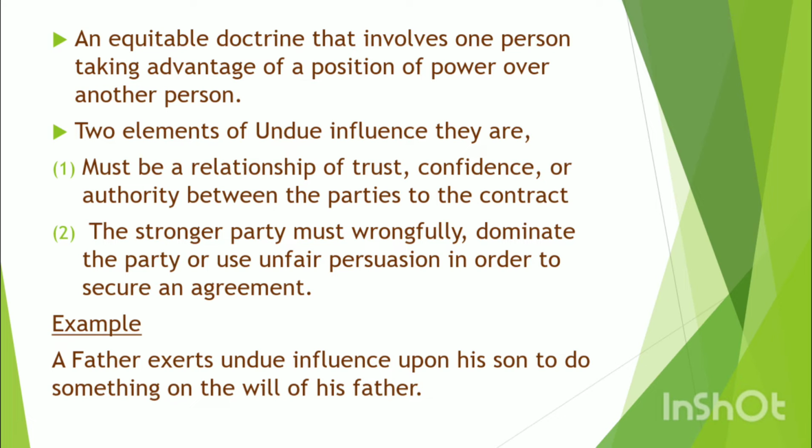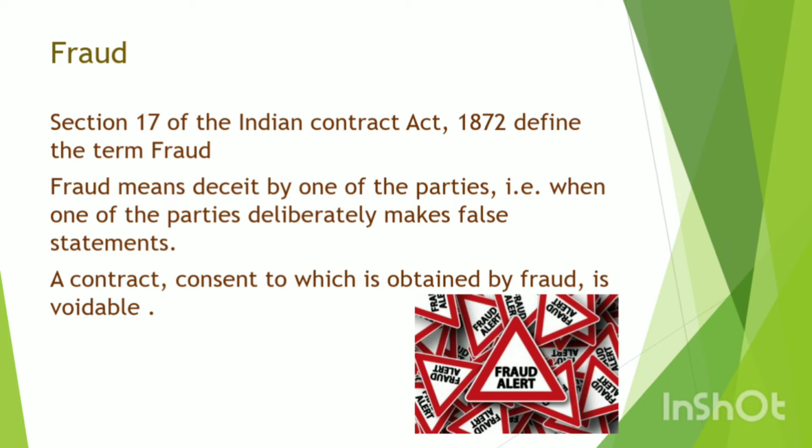The two elements of undue influence are: first, there must be a relationship of trust, confidence, or authority between the parties to the contract. Second, the stronger party must wrongfully dominate the other party or use unfair persuasion in order to secure an agreement. Example for undue influence: a father exerts undue influence upon his son to do something on the will of his father.